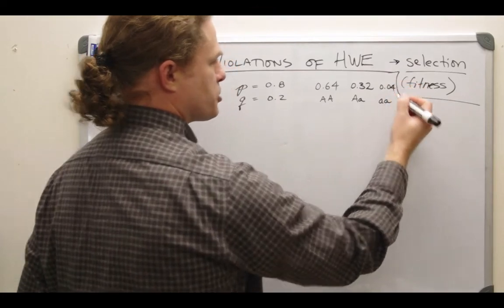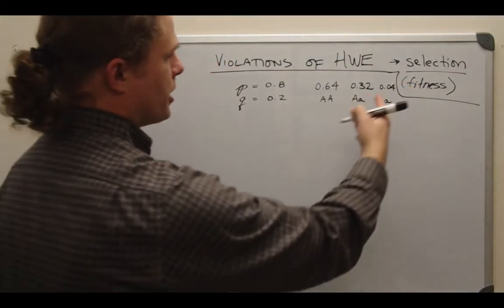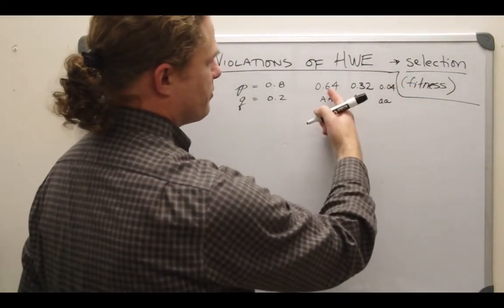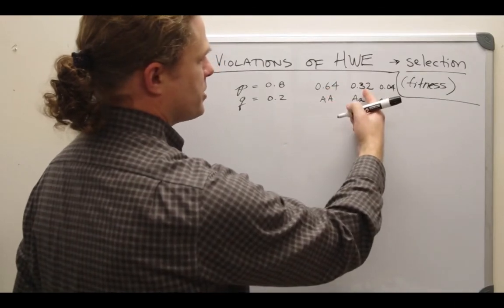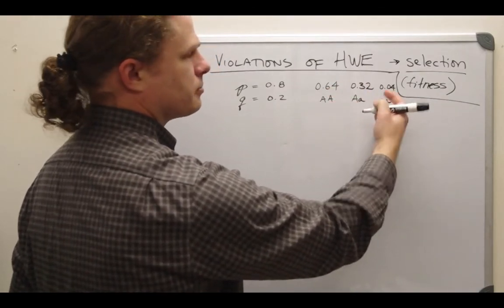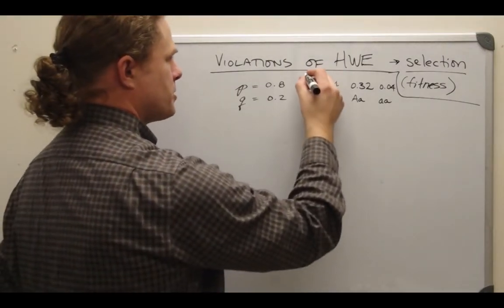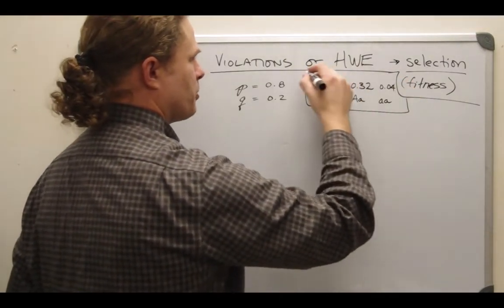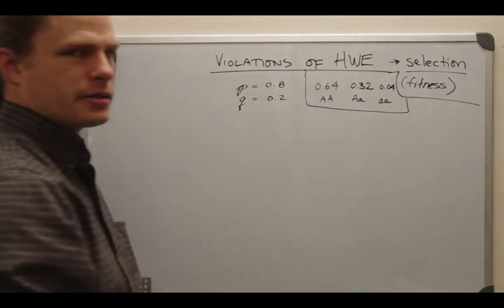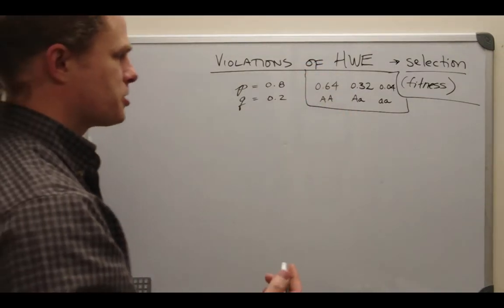Now, as a check, to make sure that you've done that correctly, you should add these up. So 0.64 plus 0.32 is 0.96 plus 0.04 equals 1. So that should add up to 1. So here's a population in its starting point that we'll say has met Hardy-Weinberg equilibrium conditions.